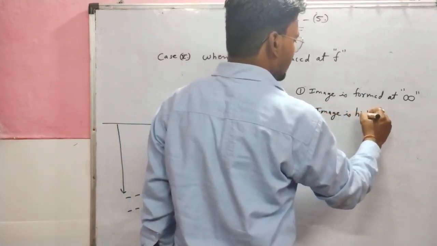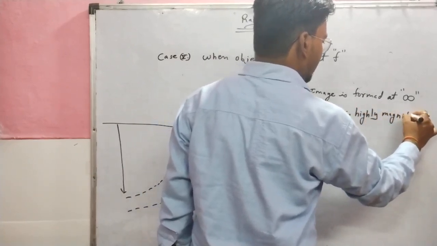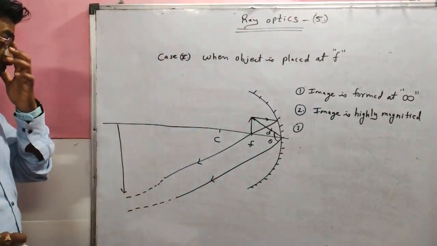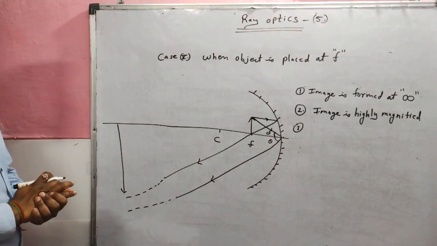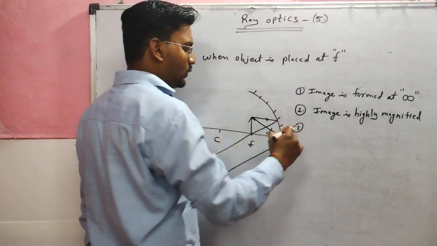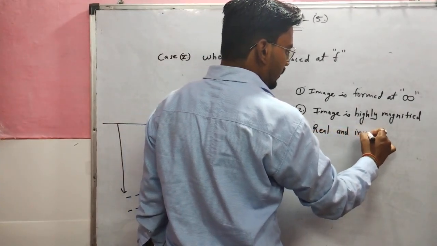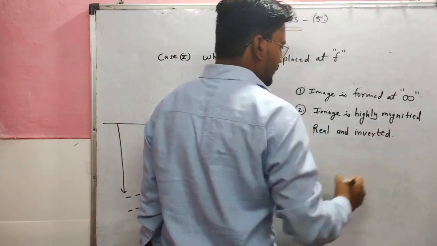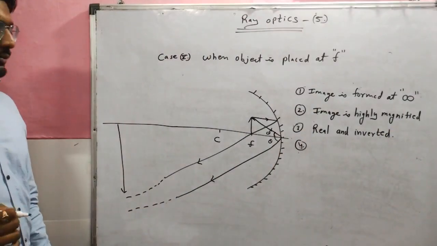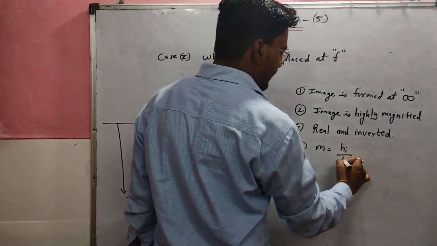Image is highly magnified. Now the third point is image, again they meet at reality. So this is our real, and we know that real image is always inverted. So the third point is image is real and inverted. And the fourth and most important point is our magnification, which is height of image and height of object.